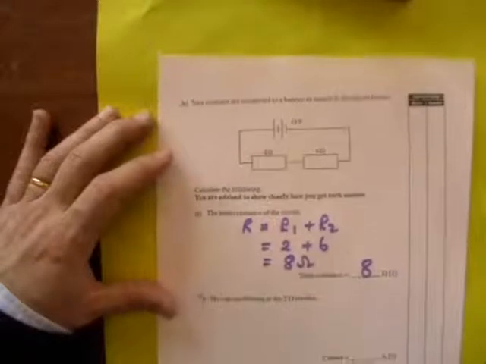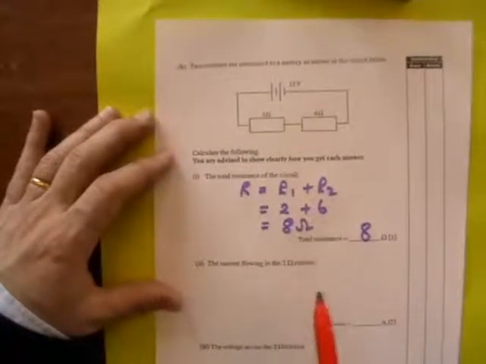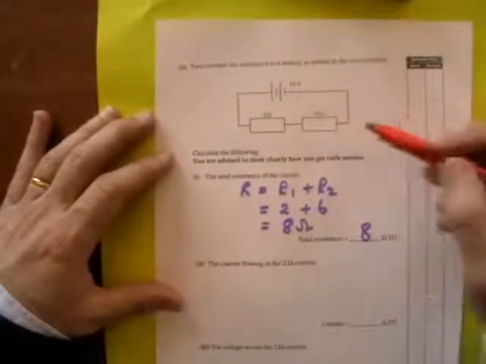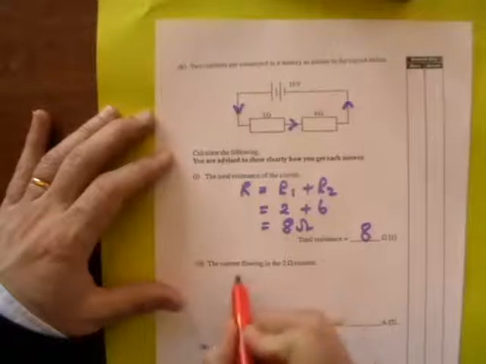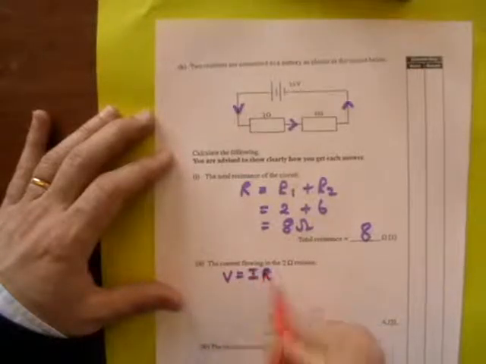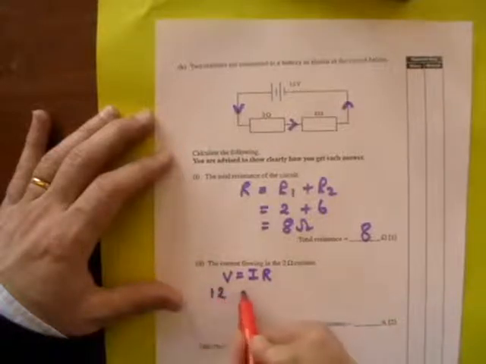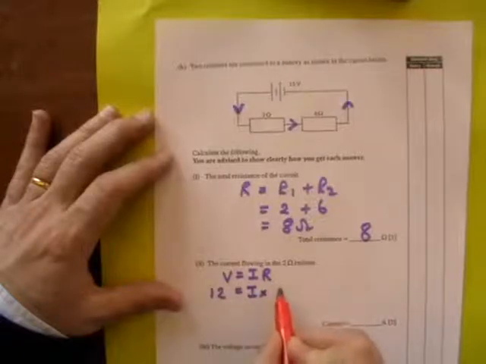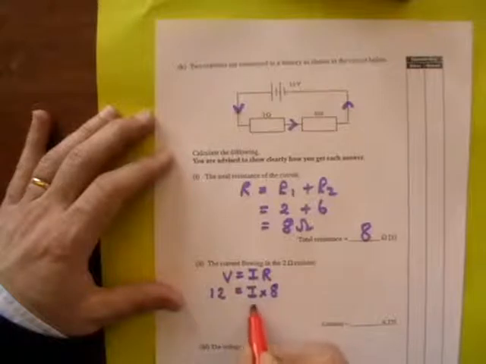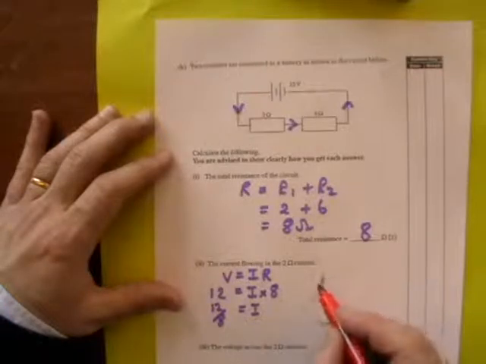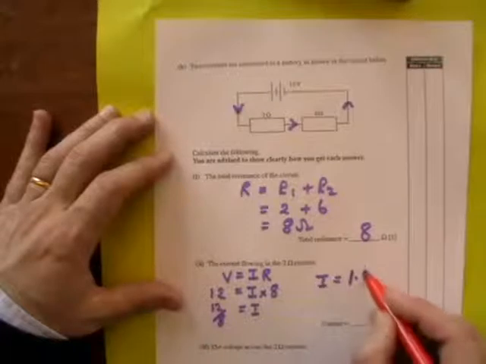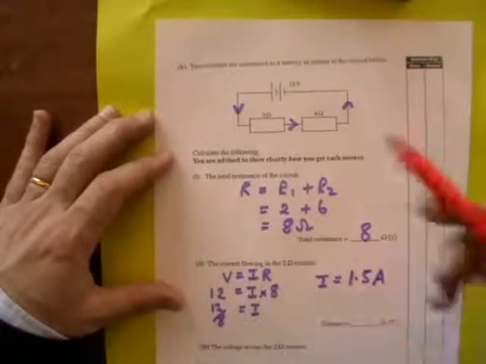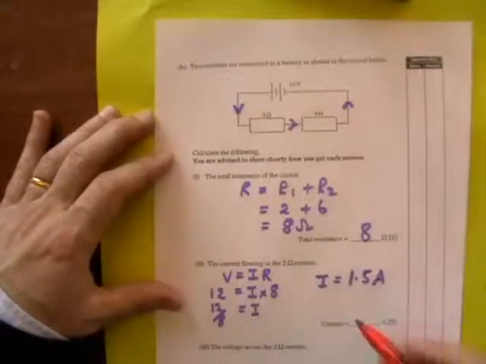We're now looking for the current that is flowing in the 2 ohm resistor. Because this is in series, the same current flows through the 2 ohm resistor and flows all the way around. So we work out the current flowing using V equals IR, and this time we're going to use the total voltage, so that means that 12 is equal to the current times the total resistance R, which is 8. Therefore the current is equal to 12 over 8, which is equal to 1.5 amps. So the current flowing in both the 2 ohm resistor is 1.5 and in the 6 ohm resistor is 1.5.